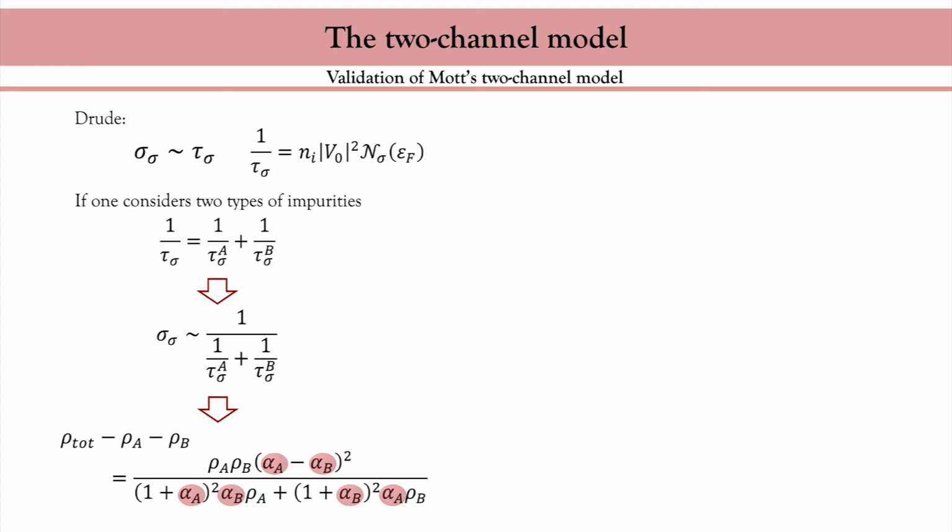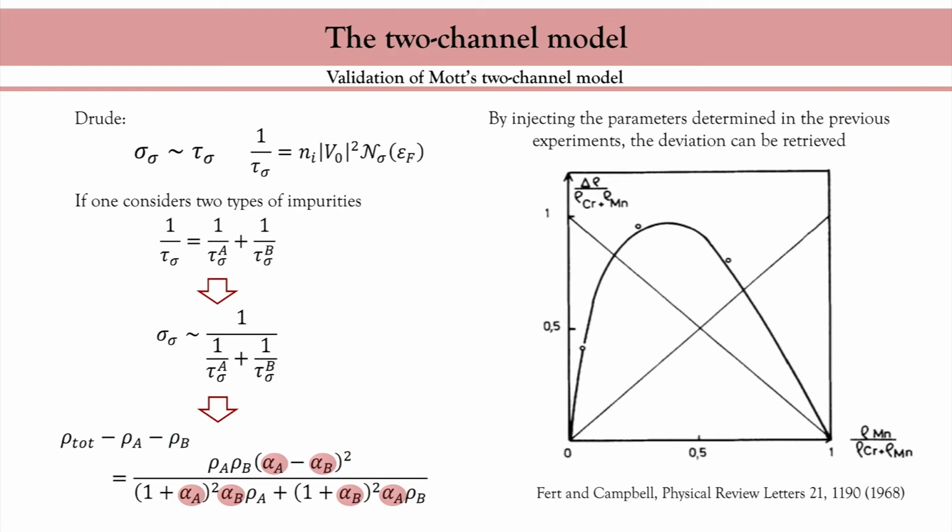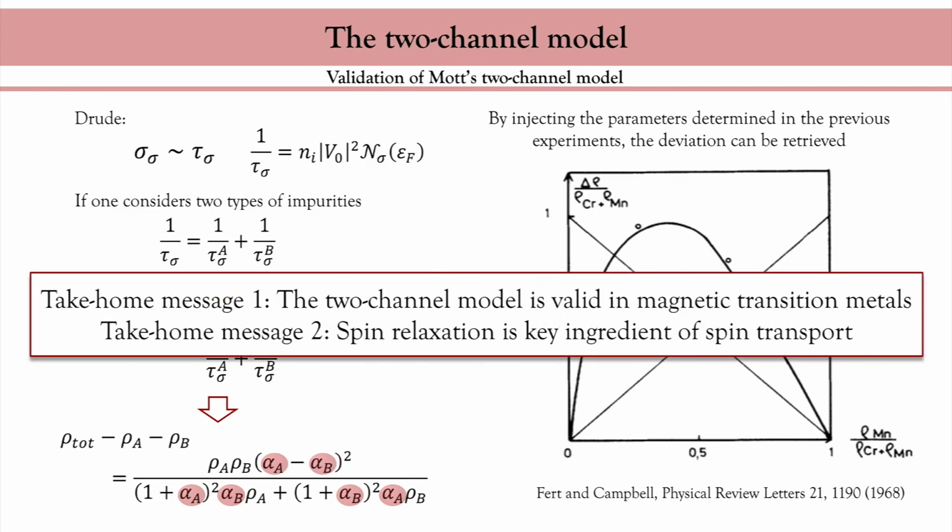Using the parameters extracted from the previous experiment, Fert and Campbell were able to reproduce the deviation from Matthiessen's rule of nickel doped with both chromium and manganese. This second experiment validates the overall model. This discussion leads us to two take-home messages. First, the two-channel model proposed by Mott is valid in magnetic transition metals. Second, the spin relaxation is a key ingredient of spin transport in metals.